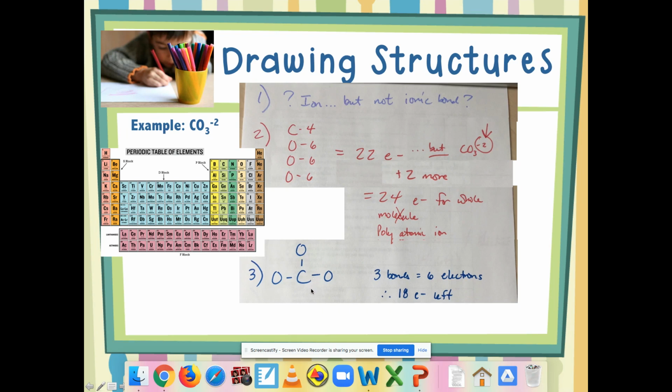So remember, if you have fewer electrons available than just spreading them all out, that means you need to have a double bond somewhere. So I could put a double bond on any of these oxygens, and then I spread out the rest of the electrons that I have, and then that will make my stable answer.